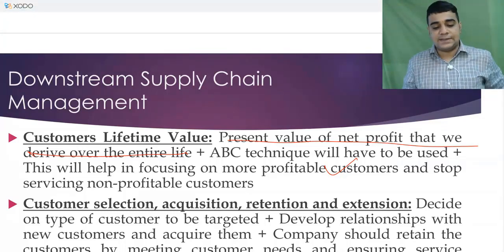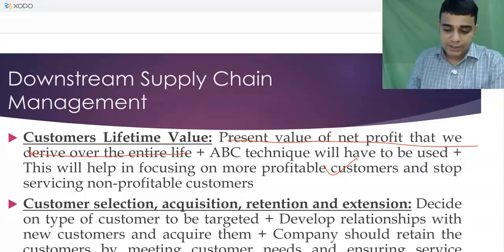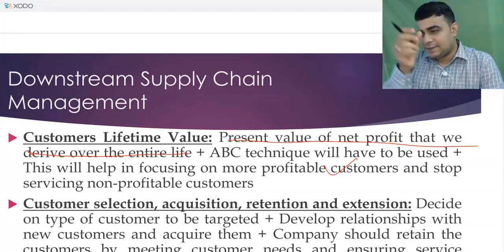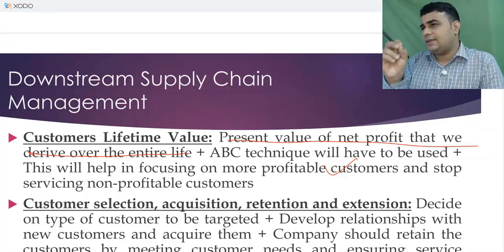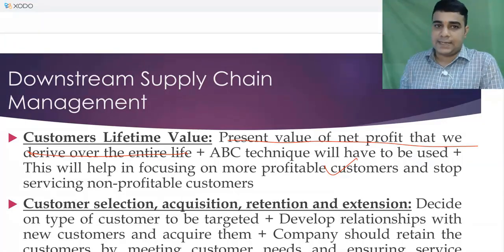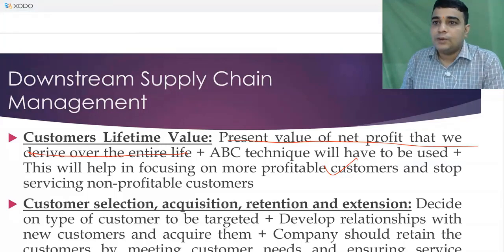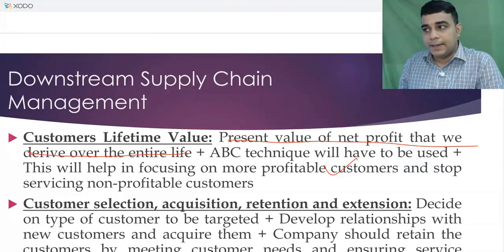The last part is customer selection, acquisition, retention and extension. This was a very small part in the theory. ICA ended up asking an 8-mark question on this in the exam. So from where questions would come is impossible. This was an 8 or a 4 mark part of a 20-mark case study, but it ended up coming in the exam.